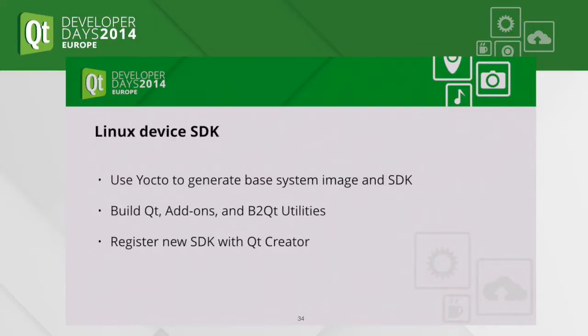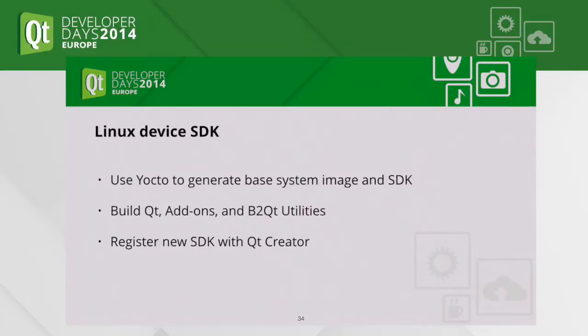So we'll delve into the Linux device SDK first. The way that this works, if you're going to build a custom SDK and image for an arbitrary Linux device, one that's not a reference image, the first thing you need to know is that the creation takes place in three stages. The first is that we will use Yocto to generate a base system image and an SDK. This is where we build the base system image that contains all of the things necessary to build Qt 5, and the SDK to actually do this.